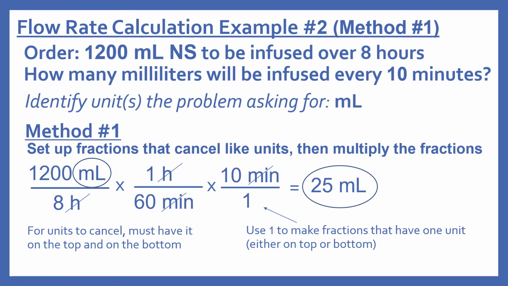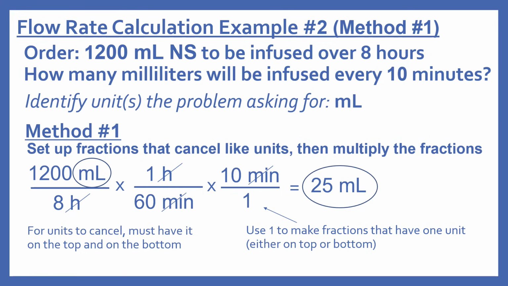So with method 1, we'll set up our fractions that cancel like units, then multiply the fractions to get the answer. So we have 1200 milliliters per 8 hours times 1 hour per 60 minutes. And we have an hour on the top, an hour on the bottom, so those cancel. And then we're going to multiply that by 10 minutes over 1. So now our minutes will cancel. We have a minute on the top, a minute on the bottom. Those cancel, and we are left with what we want, milliliters.